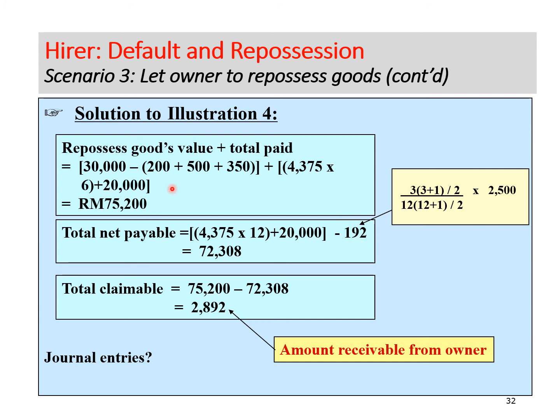Then you compare the two values, the total amount paid plus the repossessed goods value, with the total net payable. Earlier we said that if this is more than the total net payable, the hirer can claim the excess from the owner. In our case, the repossessed goods value and the total paid is more than the total net payable by 2892. So this 2892 is the amount that Shelix Berhad can claim from Fortune Berhad.